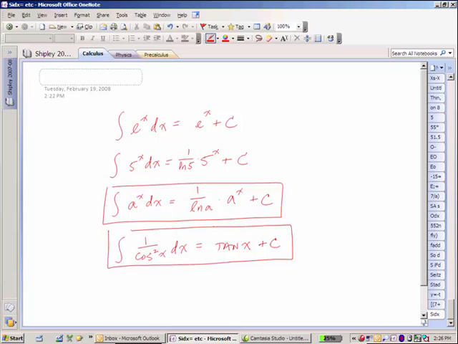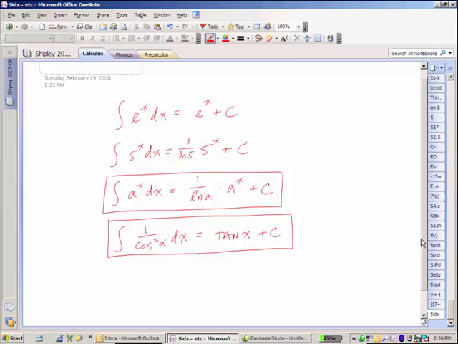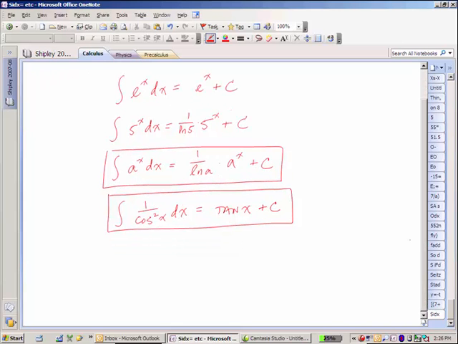From the derivative. That's the only way to know that right now, sort of to memorize the fact that, well, what was the derivative of tangent x last semester? 1 over cosine squared x. Okay.